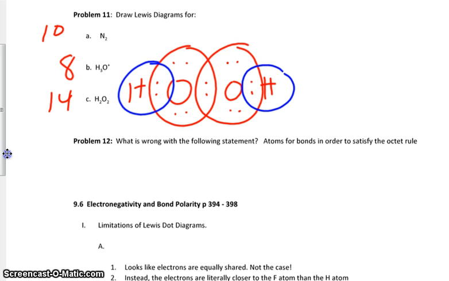So now what? Problem number 12. What is wrong with the following statement? Atoms form bonds in order to satisfy the octet rule. Well, do all atoms bond to satisfy the octet rule? Well, we've seen right above that hydrogen does not. Hydrogen only wants 2. Other than that, that is probably the best arrangement, to get the octet. We're going to see a little bit later on that not every atom will always have, besides hydrogen, that is, 8 electrons. We can actually expand that octet later on. But for right now, our best answer is no, hydrogen only wants 2.